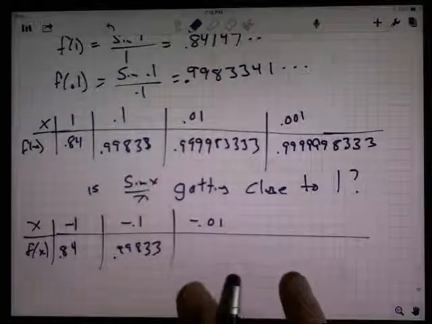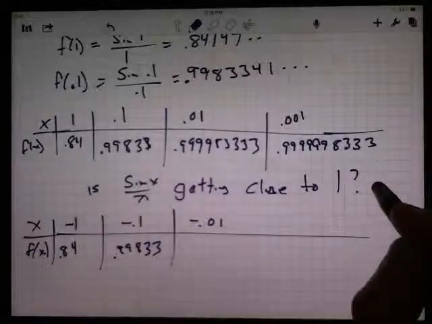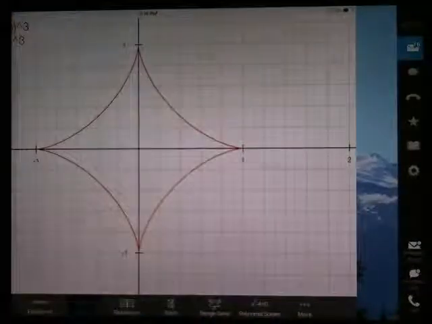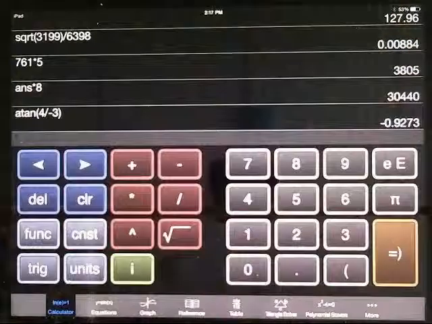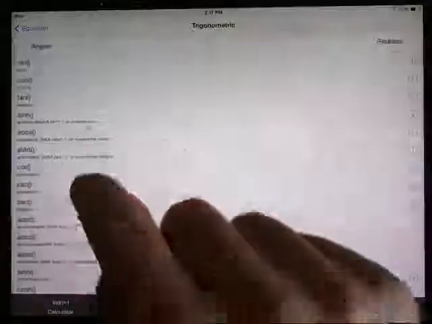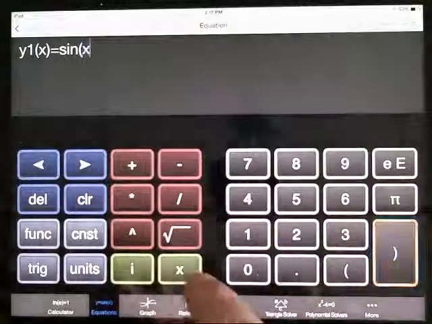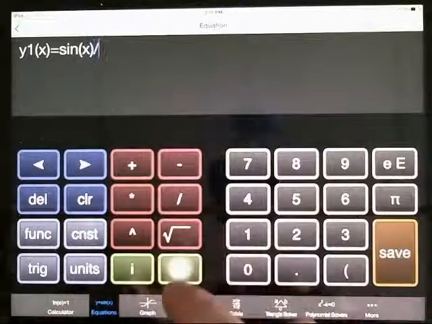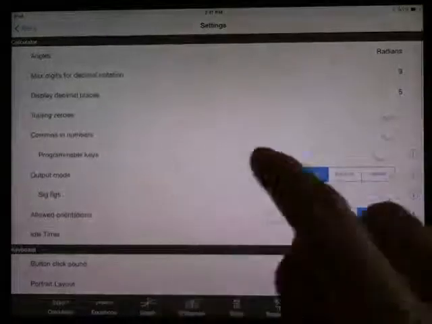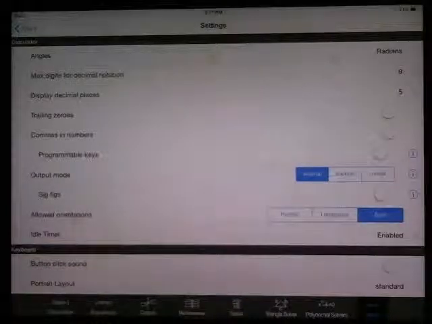So it looks to me like this function is getting very close to 1. If I look at the graph of this function, in fact, let me go to my graphing calculator. So I've got my graphing calculator. I'm going to type in sine of x divided by x, save, and I just suddenly realized I want to check one thing here, make sure that my settings are in radians. They are, good. So let's look at the graph.